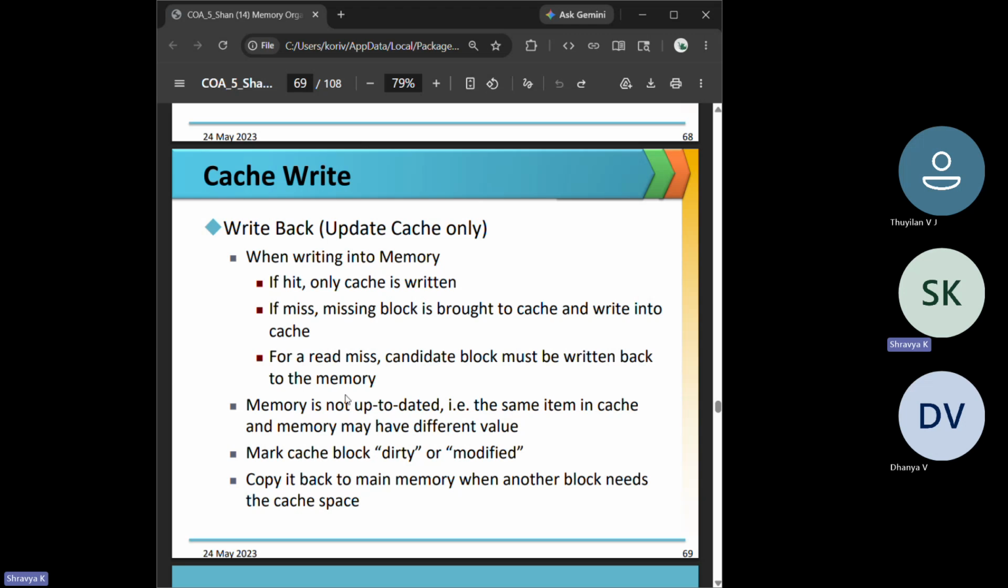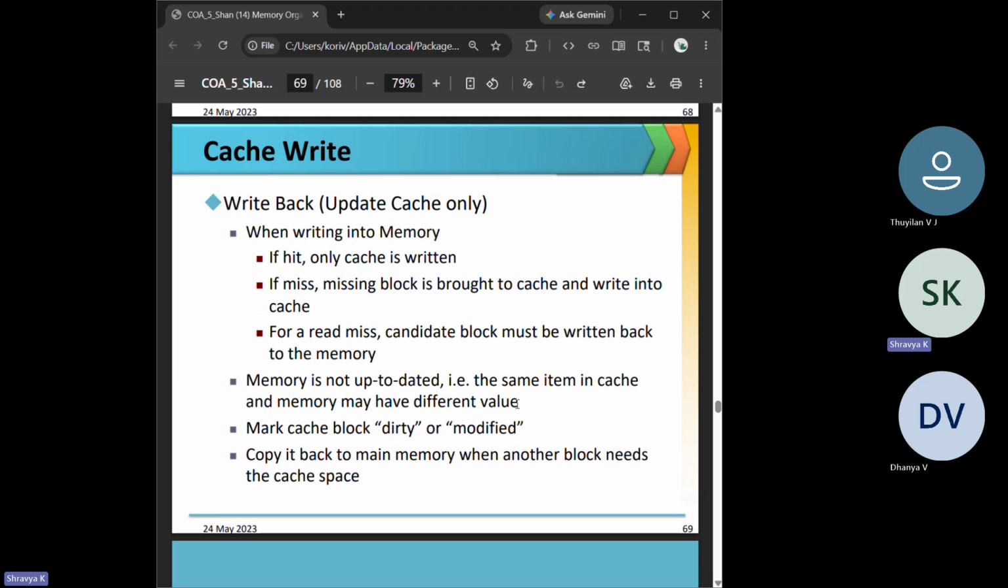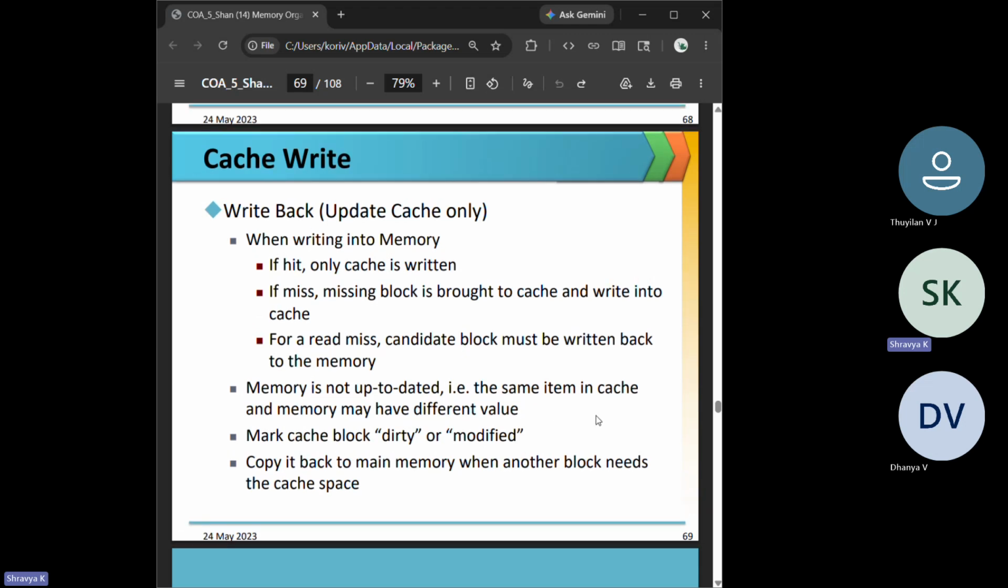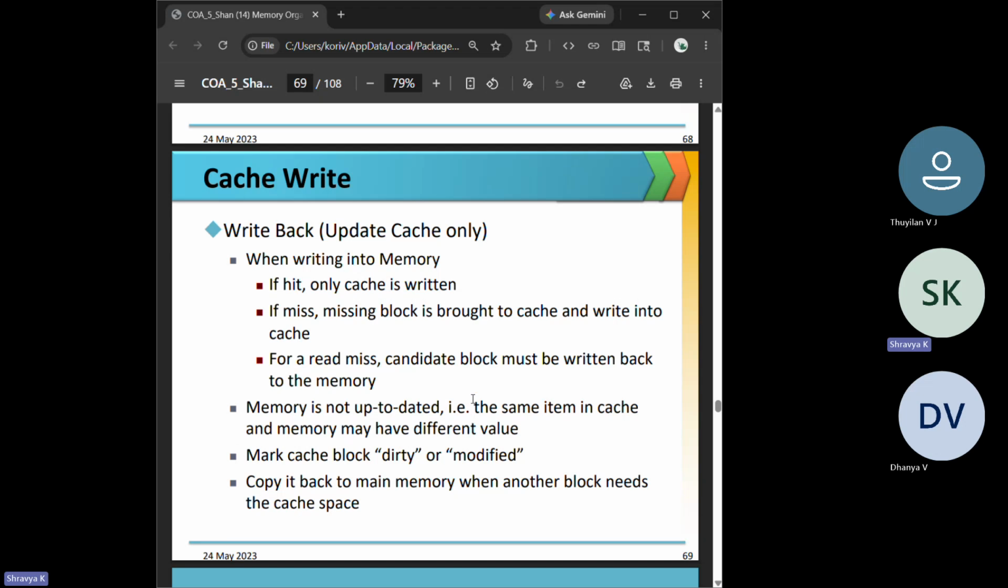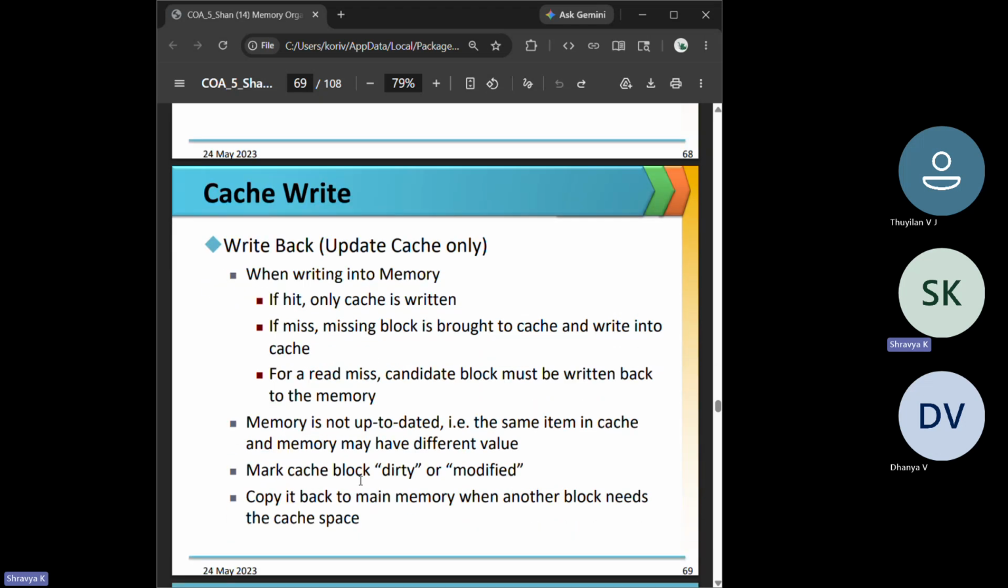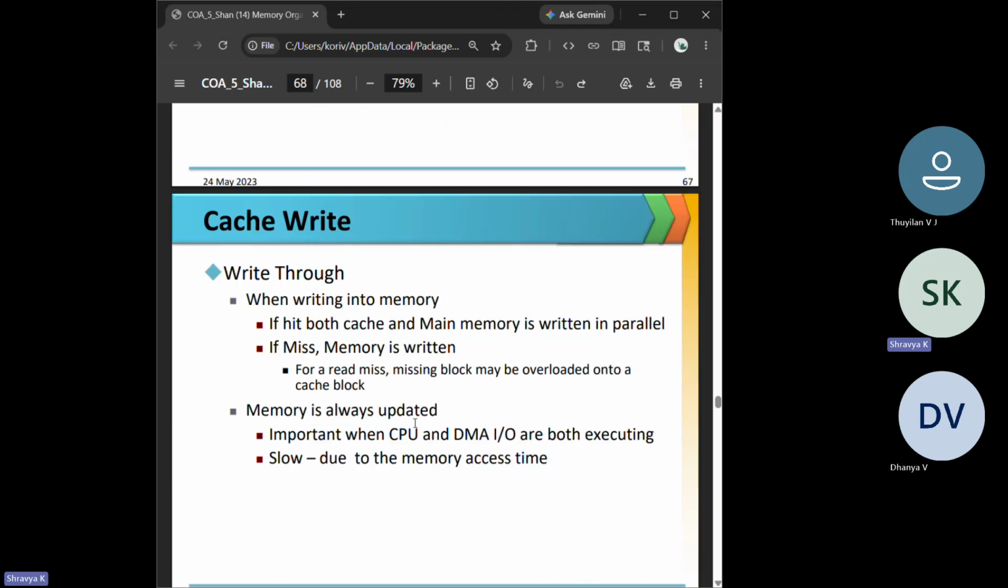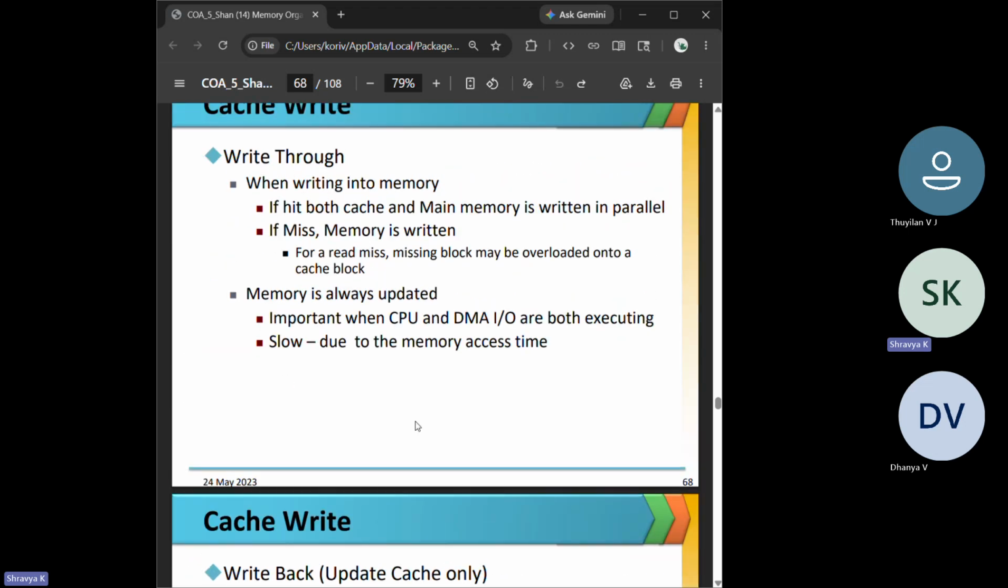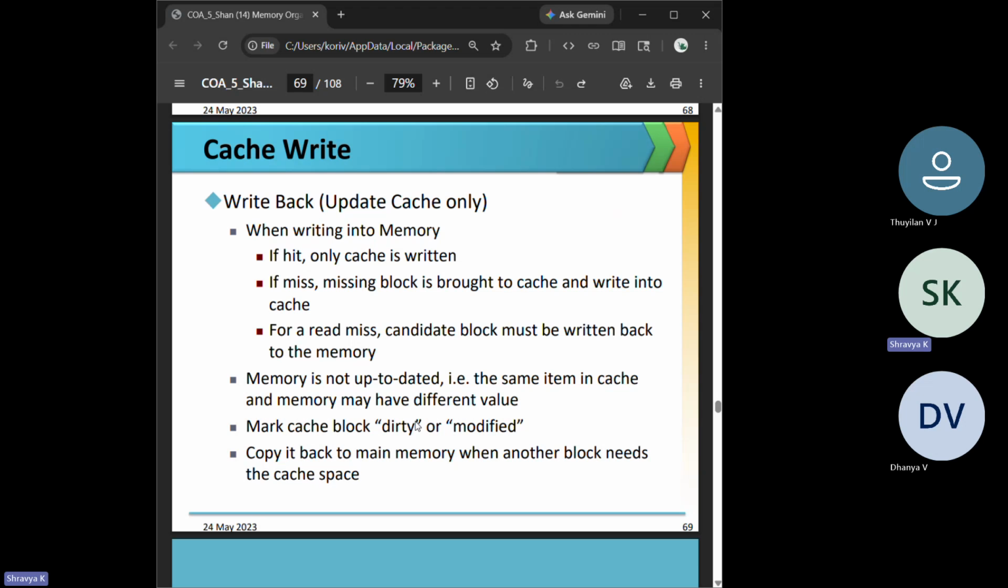So that is when you update the memory, when there's a read miss or when it needs to be updated, right? In this case, as you can see, the memory is not always up to date, and the same item in the cache and the memory will have different values before you write back into the memory. This will be a problem in some cases. So you need to choose appropriately between cache write through and write back.